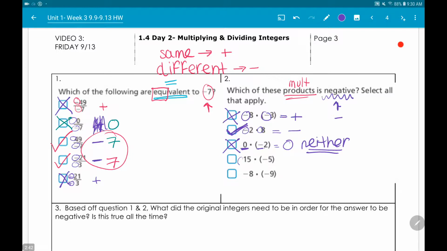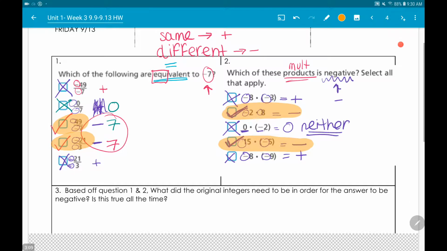All right, here we have different, so that's negative, so that's an answer. And same is positive, so that is not. All right, so just to recap, our answers are this one and this one for 2, and for number 1, it was this and this.